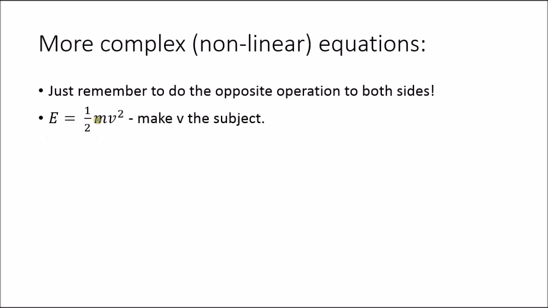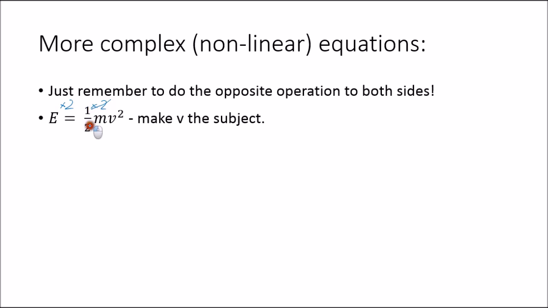Another way you could think about expressing this one is that it's the same as E equals mv squared over 2. We're effectively dividing by 2 here. So the first thing that I'm going to do is multiply both sides of my equation by 2 to cancel that out.